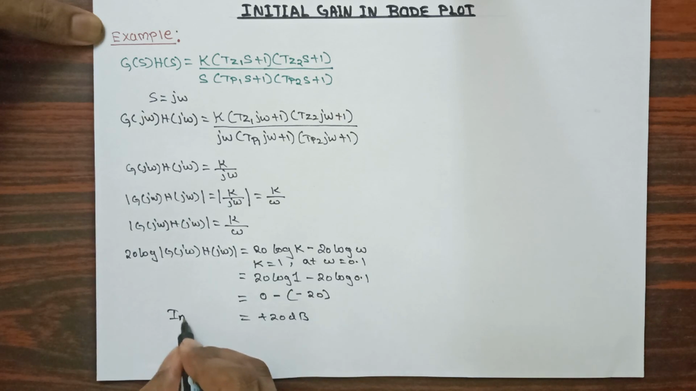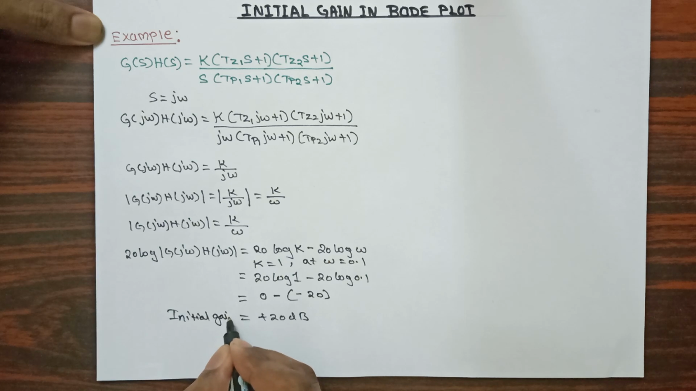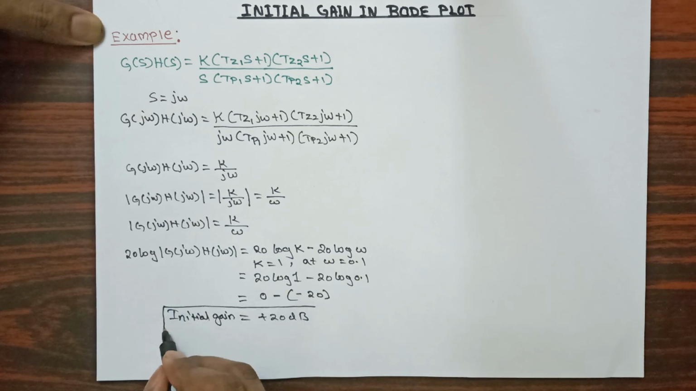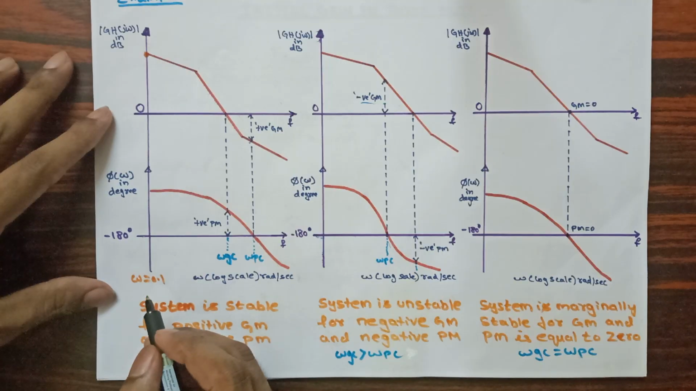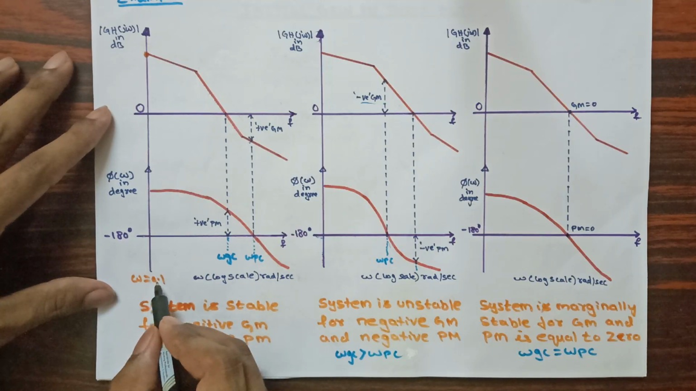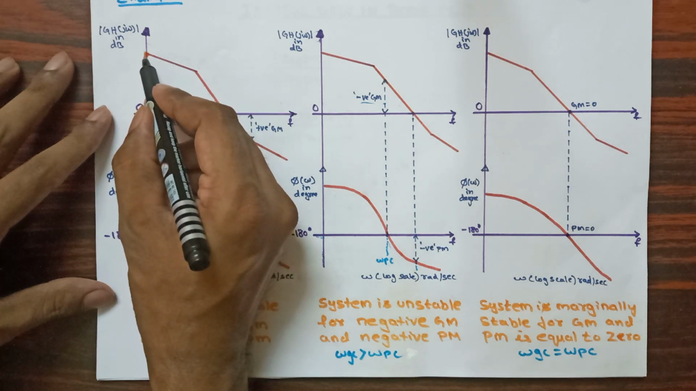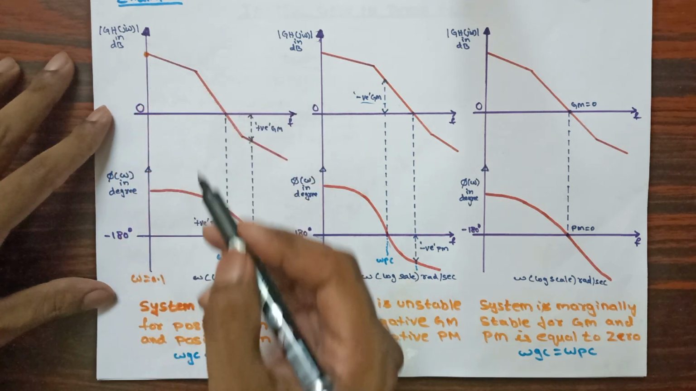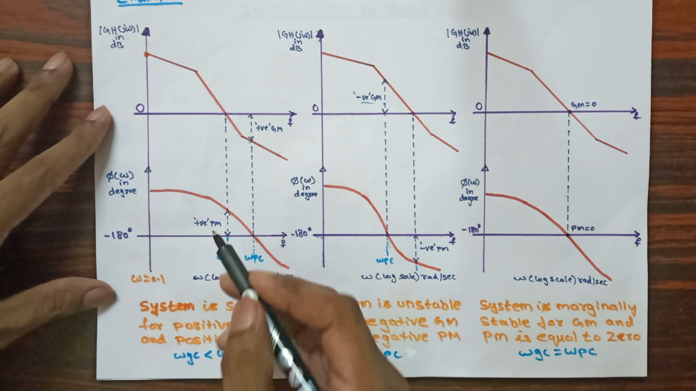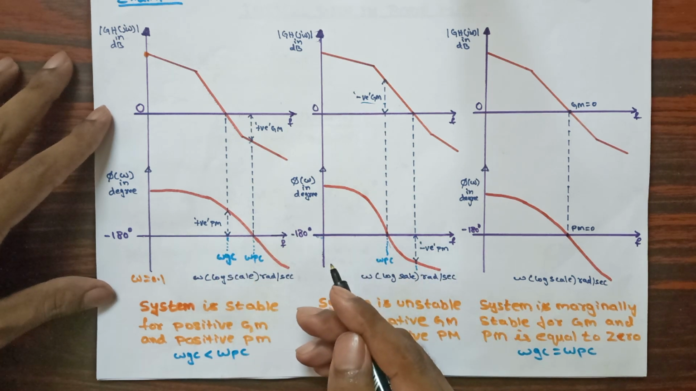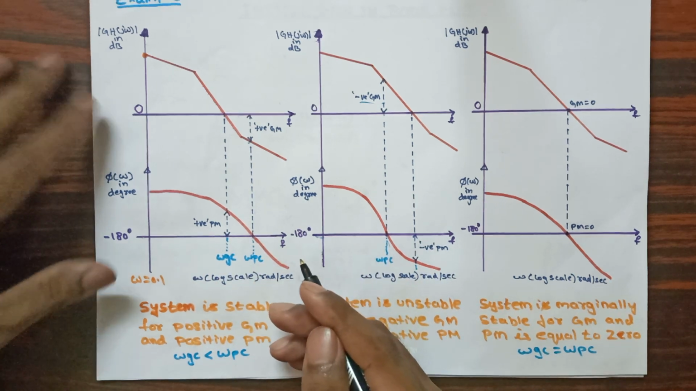So the initial gain I got here is plus 20 dB. Suppose I am sketching the Bode plot, that is, at ω equal to 0.1, I need to mark a value of plus 20 dB. So in this way we are calculating the initial gain. I will discuss some more examples so that you can understand in a better way.